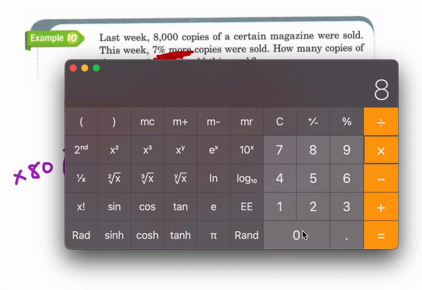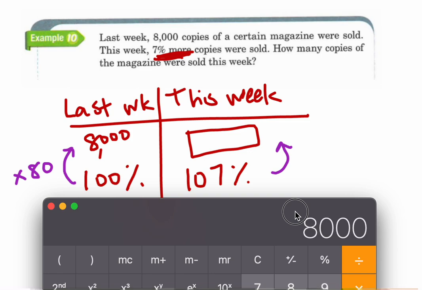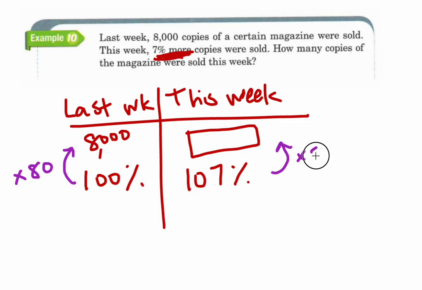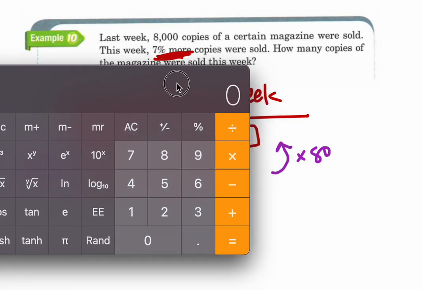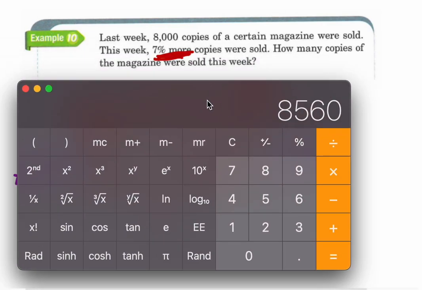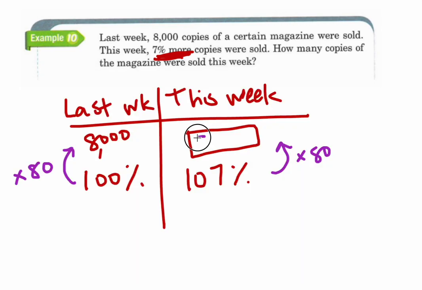100 times 80 to get me to 8,000. Yes. So then 107 times 80 will get me to that copy amount above. 107 times 80, so I got 8,560. Okay, so that's how many copies of the magazine were sold this week.